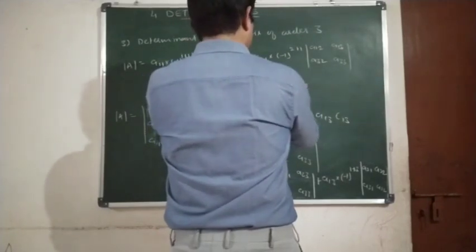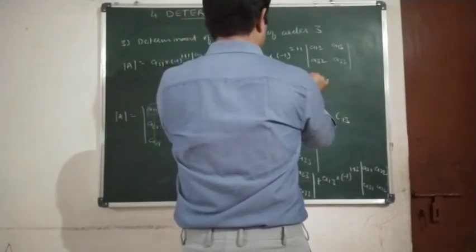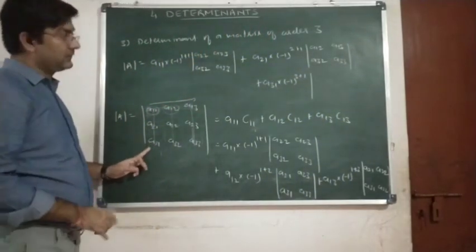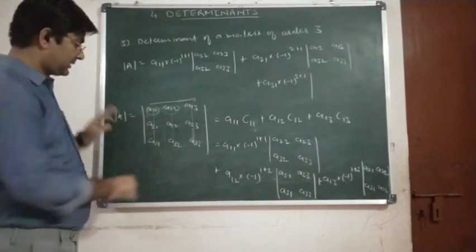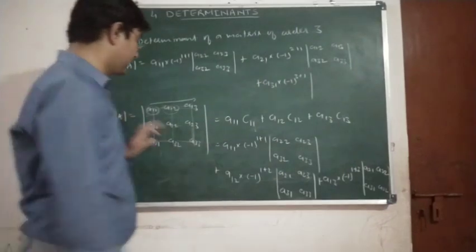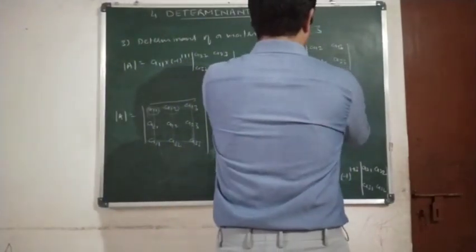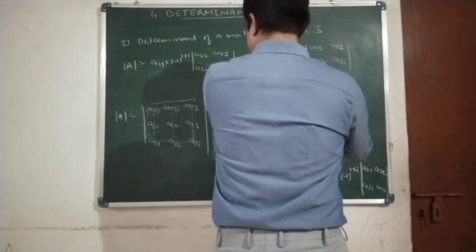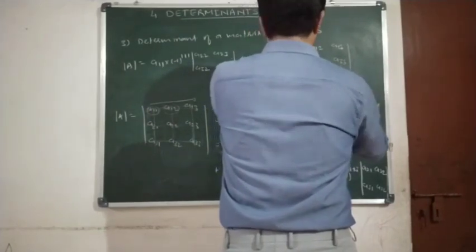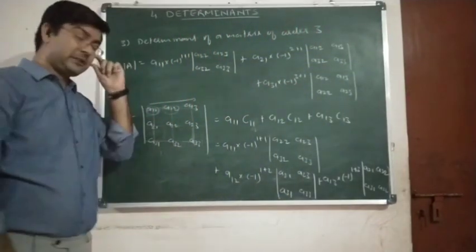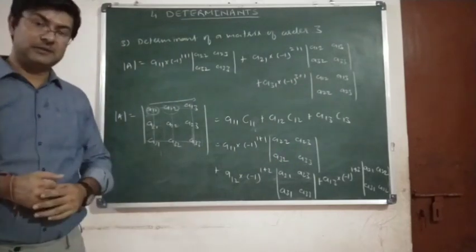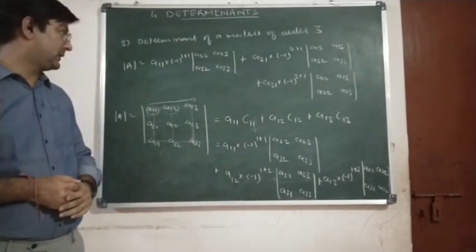A31 into minus 1 raised to 3 plus 1 into, now the third element A31 into minus 1 raised to 3 plus 1. Now let us remove the third row and the first column. So you will get A12, A13, A22 and A23. Clear? So you can expand any way, along any row or any column, you will get the same answer. Clear? Which is the value of the determinant.